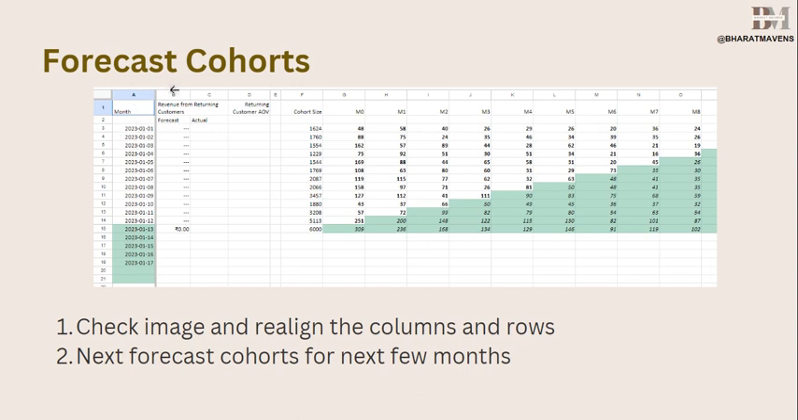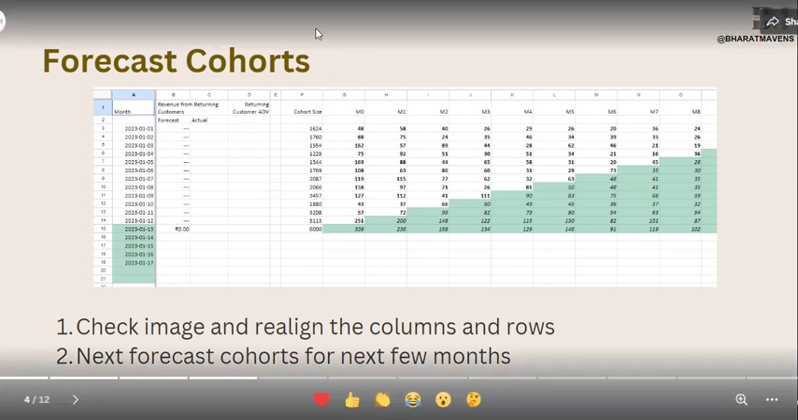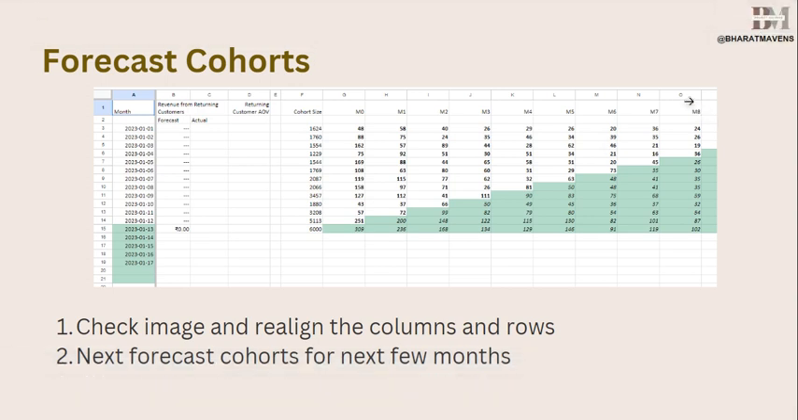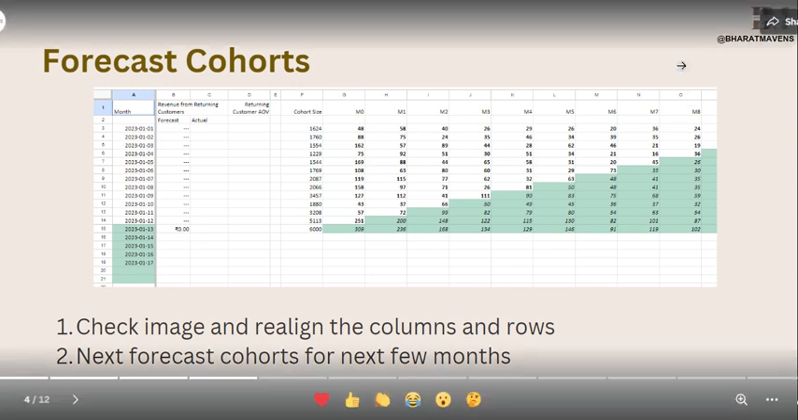You'll have month, then you will have revenue from existing customers, your forecast, your actuals, and returning customer AOV per cohort. Like for January, what was the returning customer AOV? For February, what was the returning customer AOV? How do you get this AOV? In the same cohort analysis in the Shopify dashboard, you can select by AOV and download the data. Then rearrange into cohort size and month 0 to month n, based on n being how many months you want to track to predict the cohort analysis.